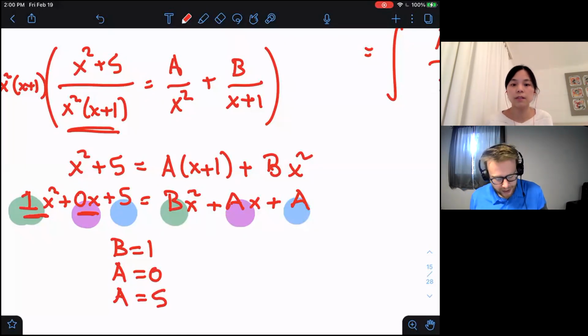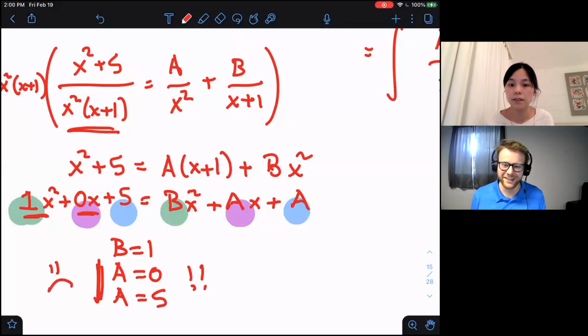And notice what happens here. Exclamation point, frowny face, right? We're trying to set a equal to both 0 and 5. Therefore, 0 equals 5, and we've broken math. Life is going sad.